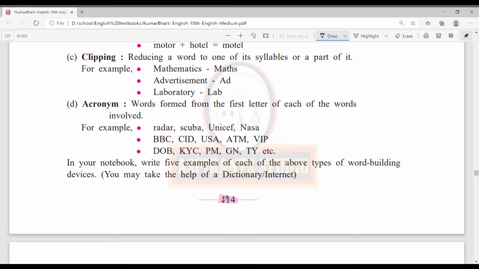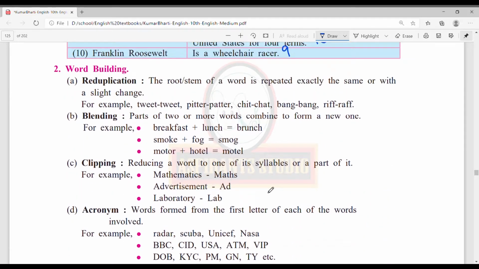In your book, write 5 examples of each of the above types of word building devices. You may take the help of a dictionary or internet. So, for reduplication, you can write the words bow wow, hee ha, cheep cheep, chomp chomp, ping pong.